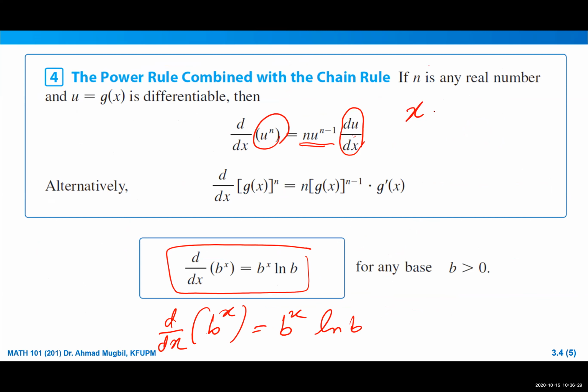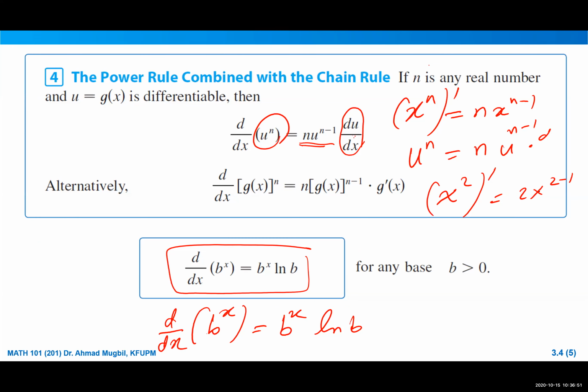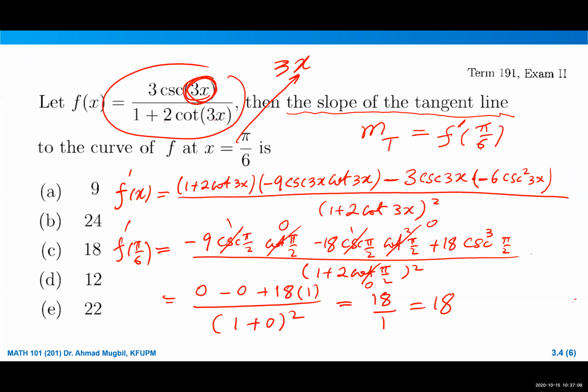If you have x to the power n, the derivative will be n x to the n minus 1. But if you have a function of x, not x, you need to multiply by the derivative of the inner function, like 3x. If you have x to the power 2, its derivative is 2x to the power 2 minus 1, so it will be 2x. Now, if you have 3x all to the power 2, what will you do to differentiate it? It will be 2 times 3x all to the power 1 multiplied by 3. You should multiply by the derivative of the inner function. What is the inner function here? It is not x, it is 3x. What is the derivative of 3x, ya Abdul Aziz?